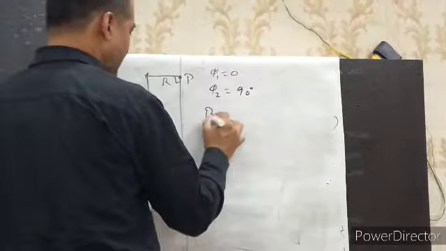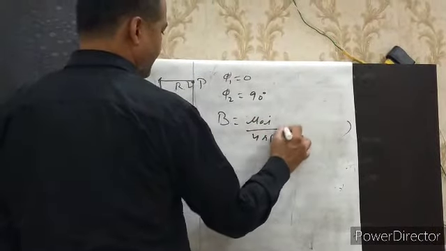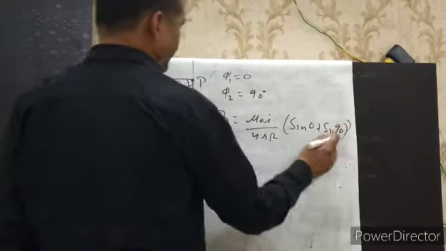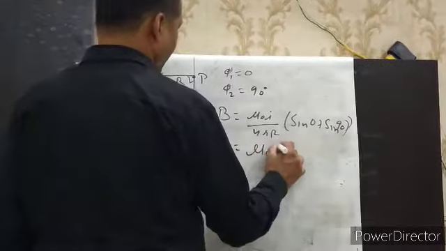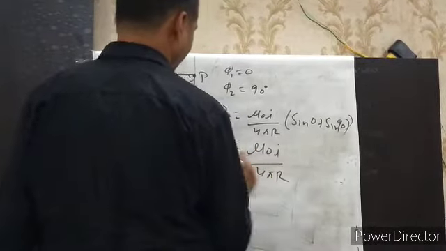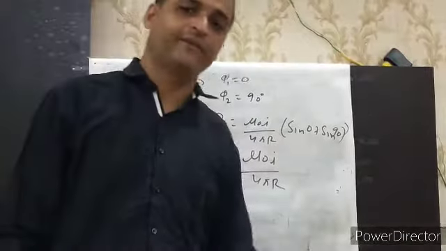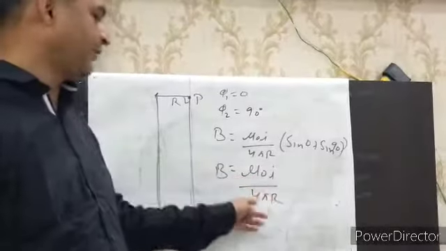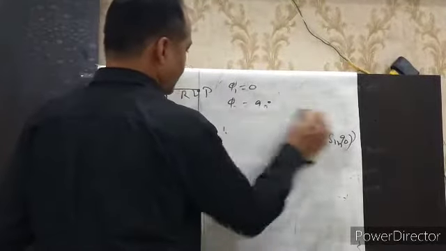Then substituting the value, B is equal to mu naught I by 4 pi r (sin 0 plus sin 90). Sin 90 is 1, sin 0 is 0. Then we will get B is equal to mu naught I by 4 pi r only. Okay, this is the magnetic field due to a long wire or infinite length wire near one end of the wire, mu naught I by 4 pi r. Clear?